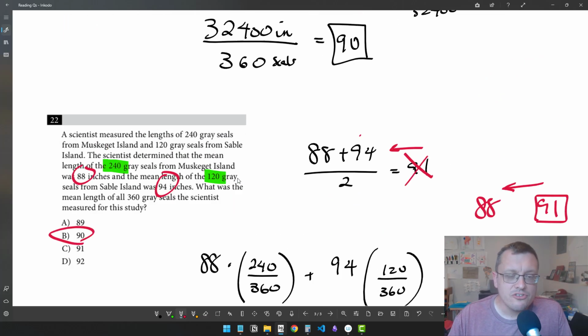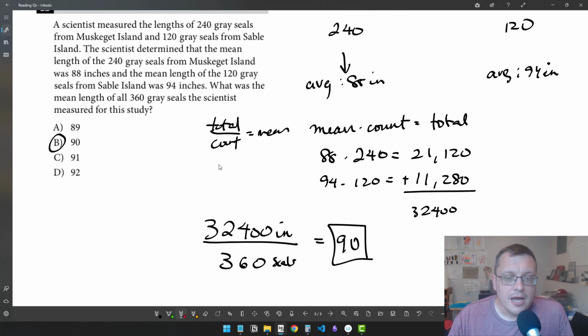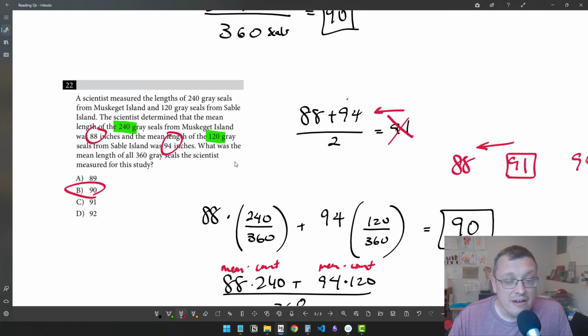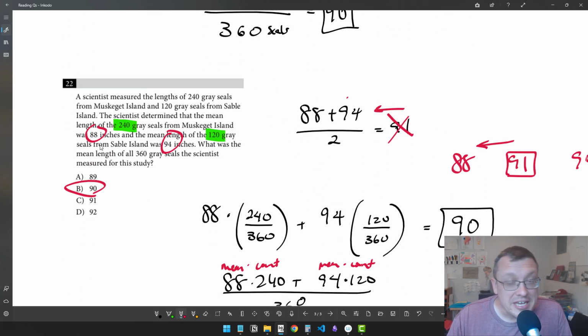So whichever way you like to do it, I like to do it this way, whatever makes sense for you, but you just have to be very careful not to do a simple re-average of the averages. It's tempting, but unfortunately it doesn't work. So in this case, we get choice B.